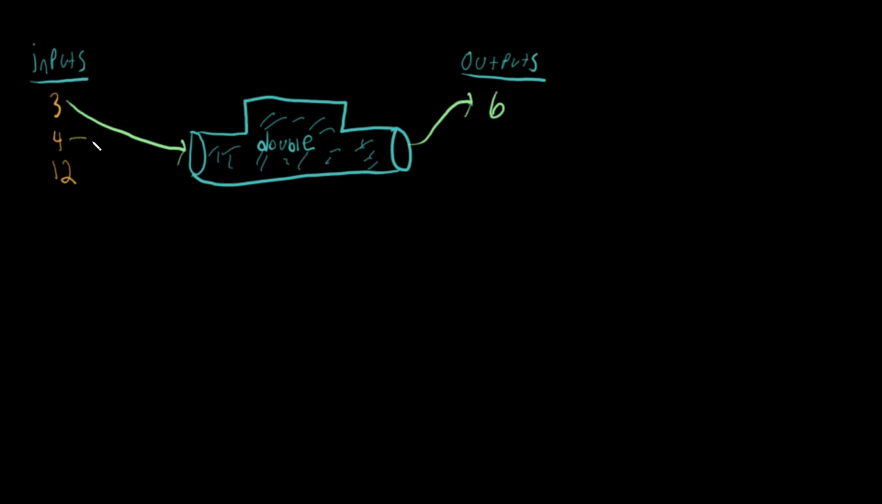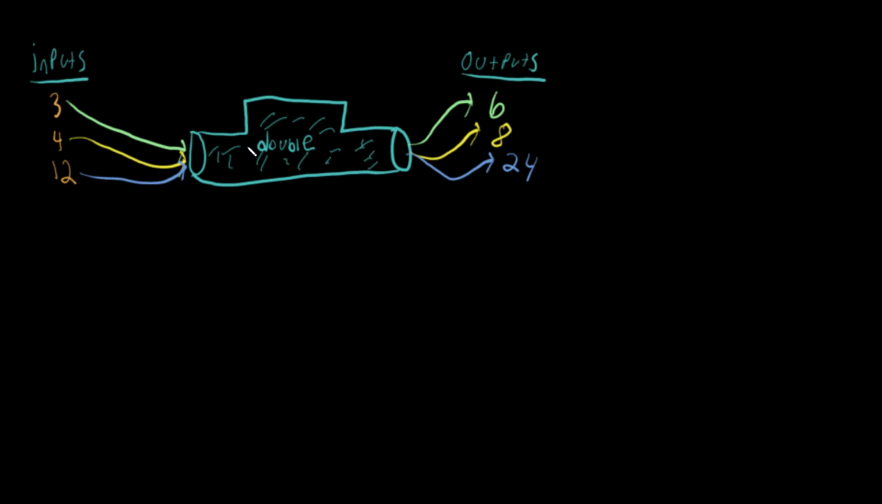Let's look at 4 here. 4 goes in, and what comes out is, unsurprisingly, 8. And then finally, we're going to throw in 12, and what comes out is 24. All right? So what this machine does is double its input.